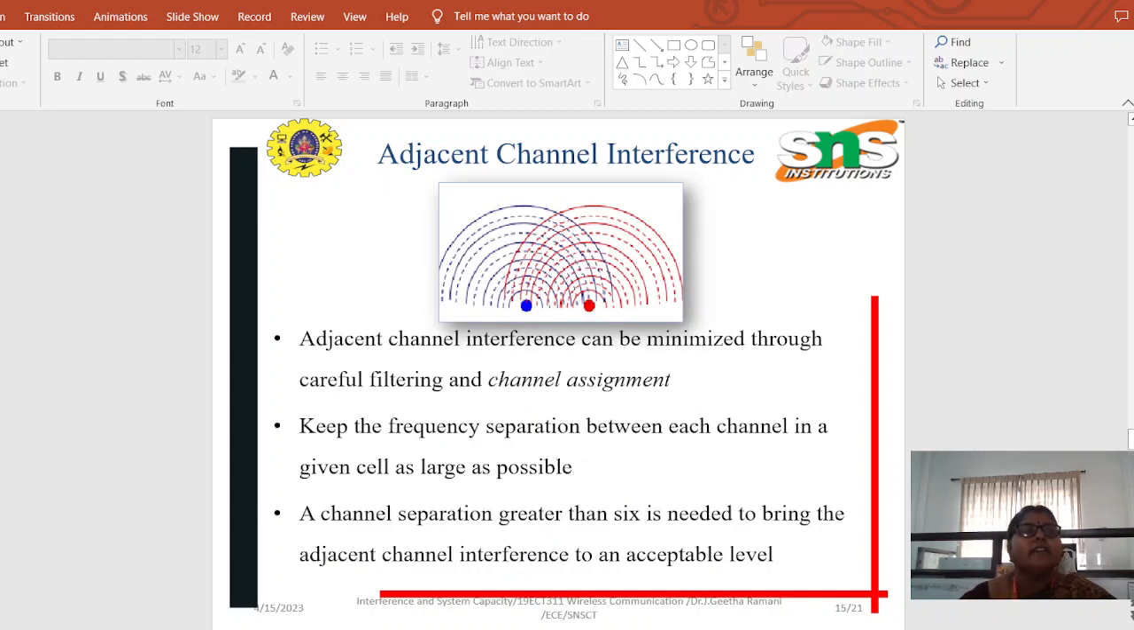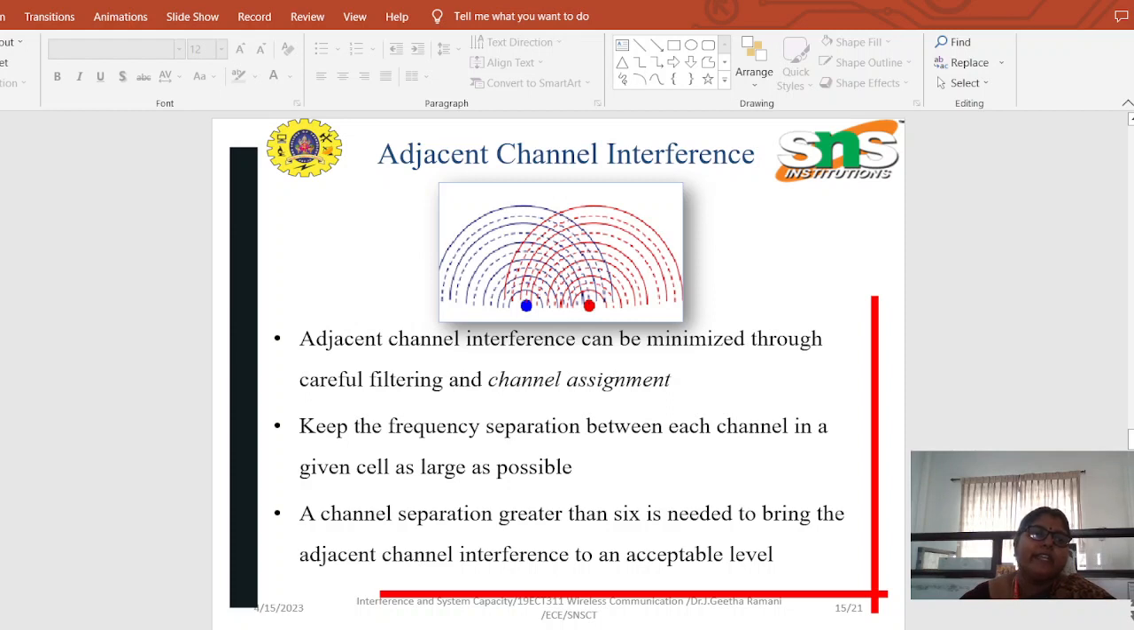This adjacent channel interference can be minimized by choosing a perfect filtering, or at least a filter which gives minimum interference, and by means of a proper channel assignment. So this is another representation of adjacent channel interference. Here you might look at this.